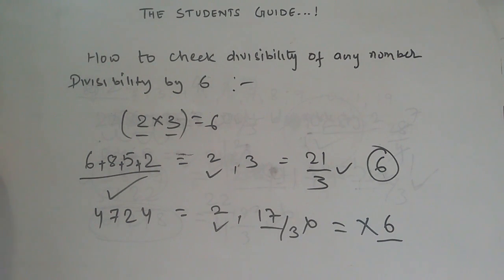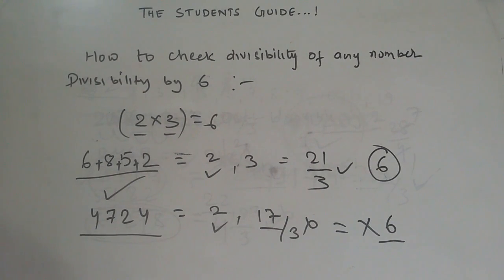Okay friends, I hope divisibility by 6 is clear. If it's clear, then we will move on to our next topic, divisibility by 7. Divisibility by 7 is very important, and you have to remember one point. It's not very difficult, it's very simple. Let's see how to find out if a number is divisible by 7 or not.